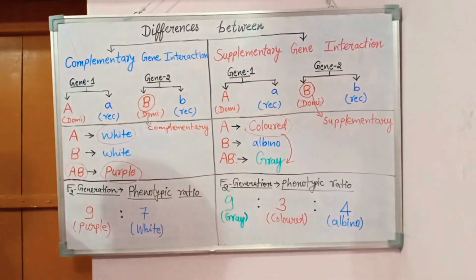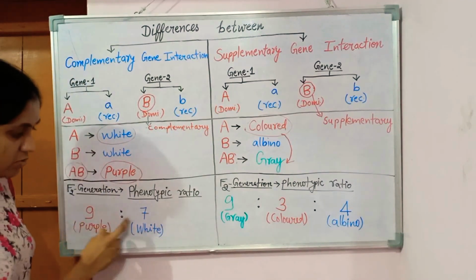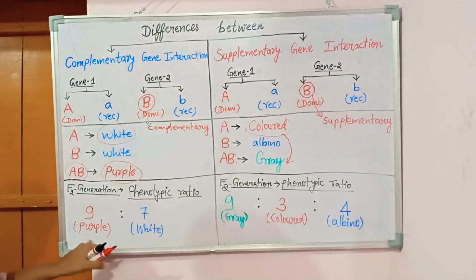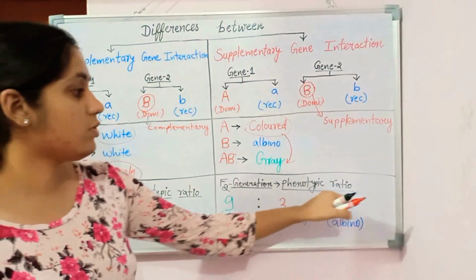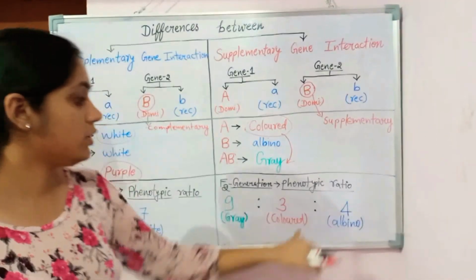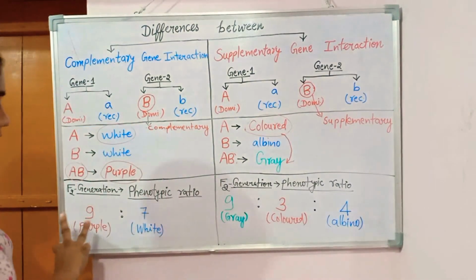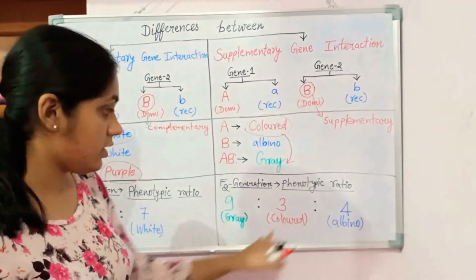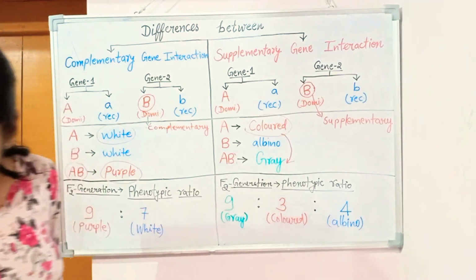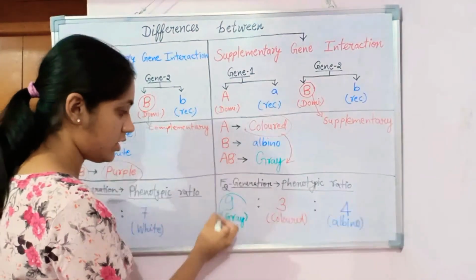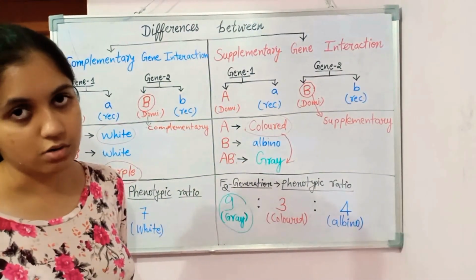So you can see in the F2 generation phenotypic ratio, in this complementary gene interaction case, it is 9:7, where the 9 flowers are purple and the 7 are white. Okay, and here the F2 generation phenotypic ratio is 9:3:4, where three types of phenotypes are produced: the grey, colored, and albino. So I have used three colors: red, blue, and green. Okay, so here this green color phenotypes are also produced. This grey color is also produced, so three types of phenotypes are produced.